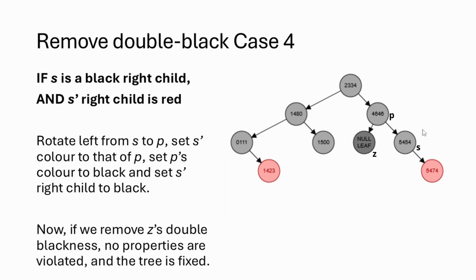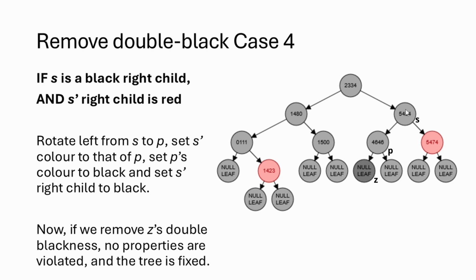Case 4 is when S is a black right child, and S's right child is red. So in this case, we rotate left from S to P. Then we need to change S's color to that of P, which it already is. Then we need to change P's color to black, which it already is. And then we need to change S's right child to black. And now we can remove the double blackness on the null leaf because the black height is equal for every branch. Now we're left with a fixed tree.